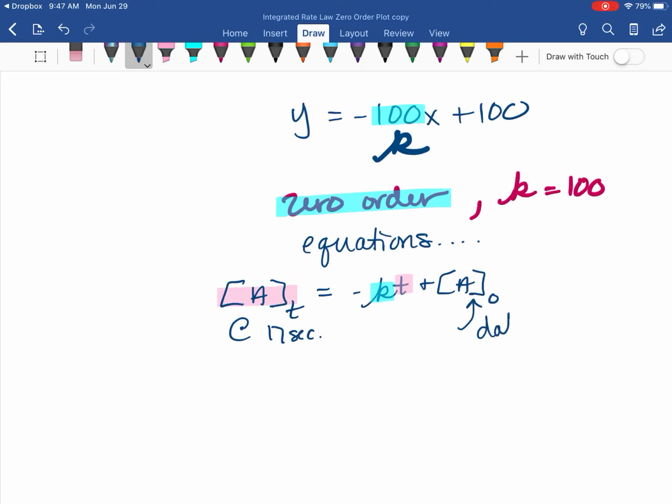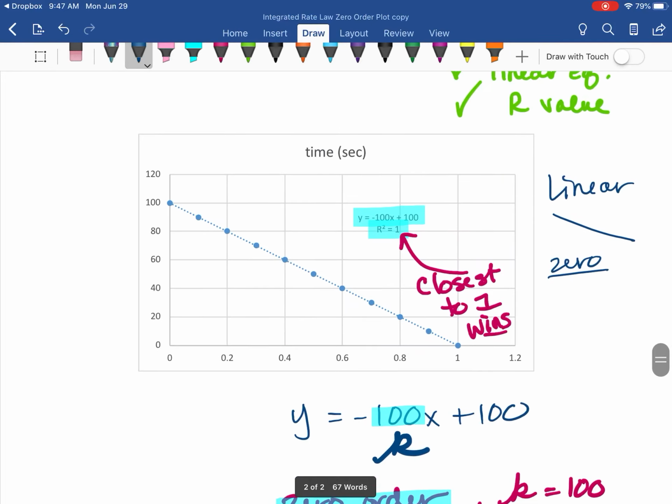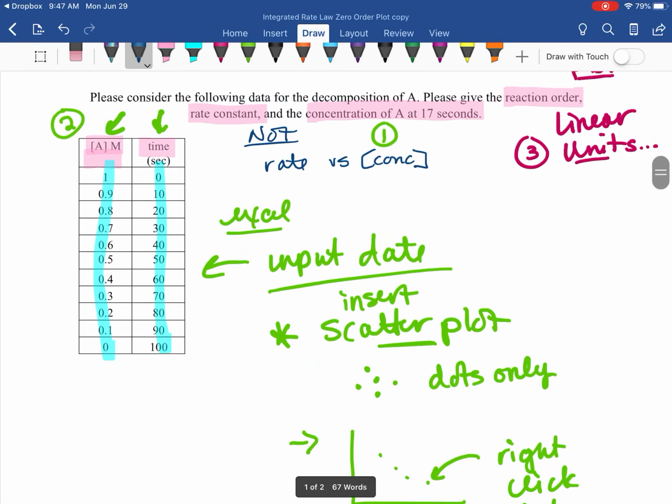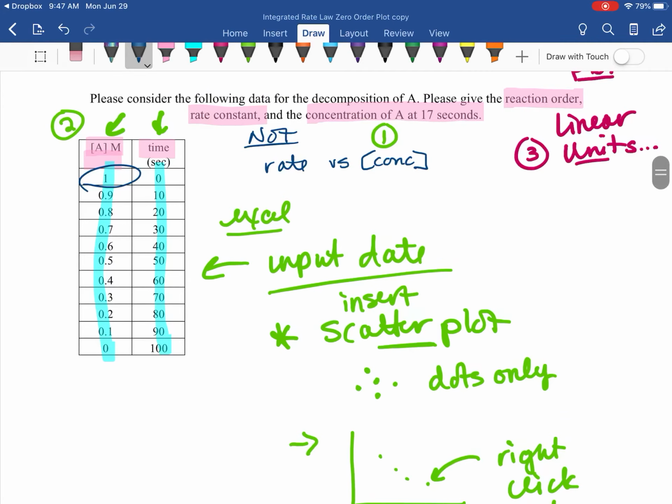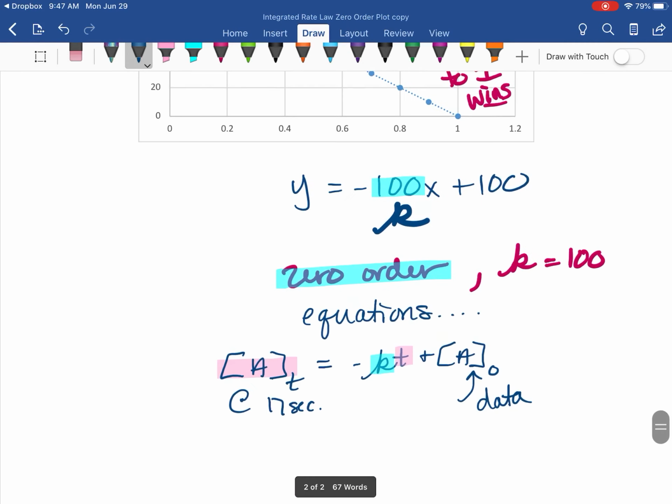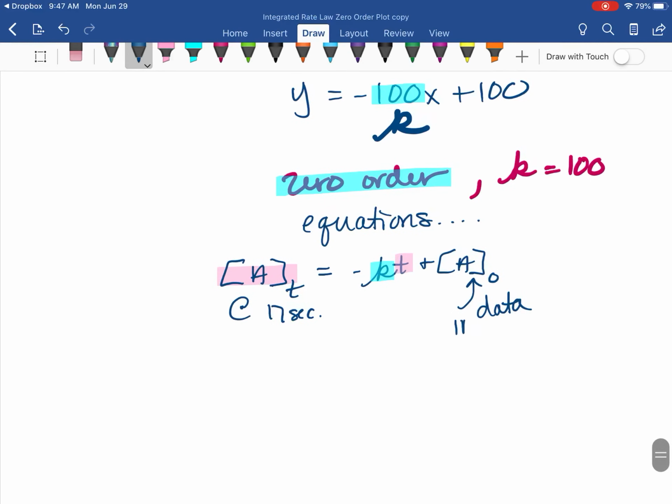This, we're going to read from our data. That was our initial. So let's take a look at that. That is 1 molar. This is coming from our plot, and we're going to plug in 17 seconds here. I love it. So bust out your calculator and we can solve for this one.